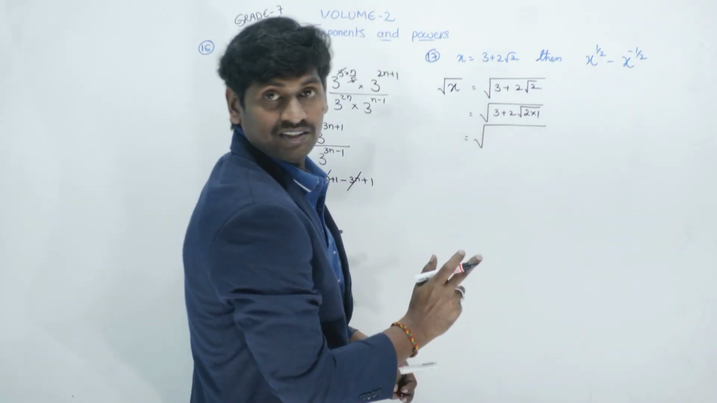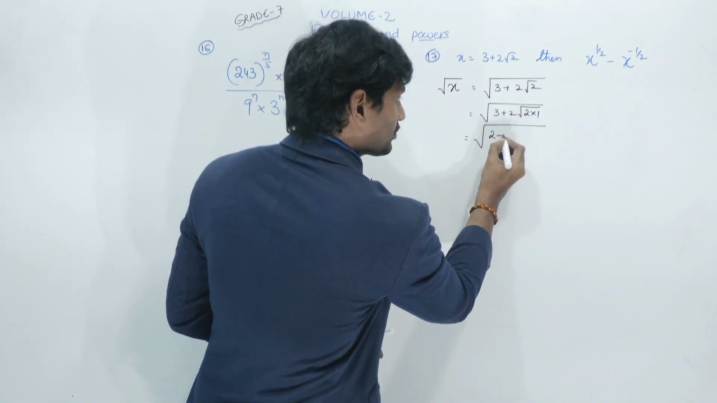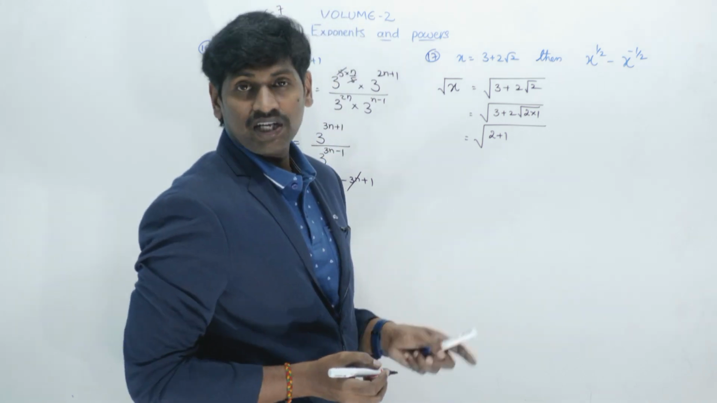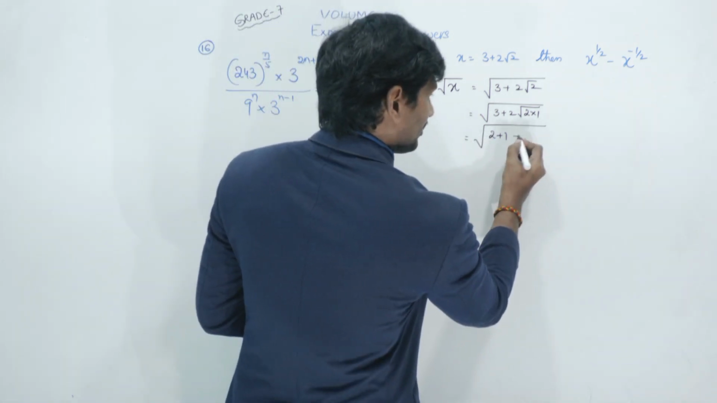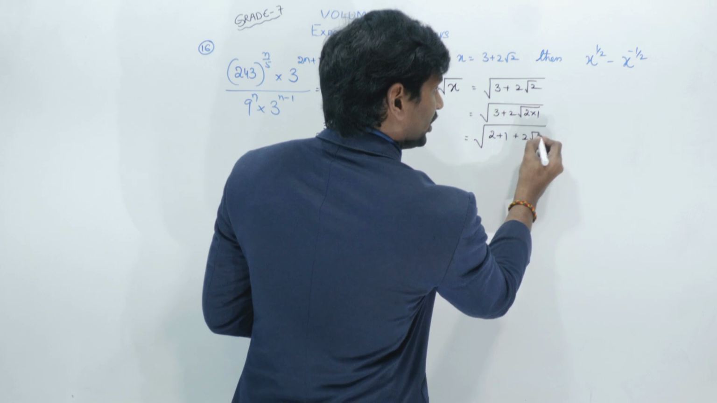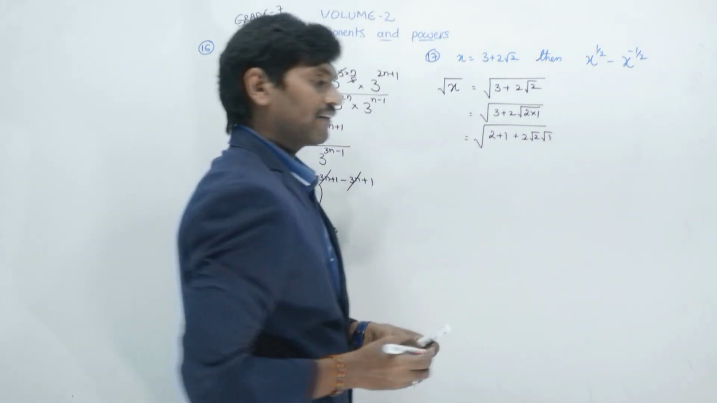That's why I am writing this 3 as 2 plus 1. 2 plus 1 value is 3 only. And root 2 into 1, I can write root 2 into root 1.